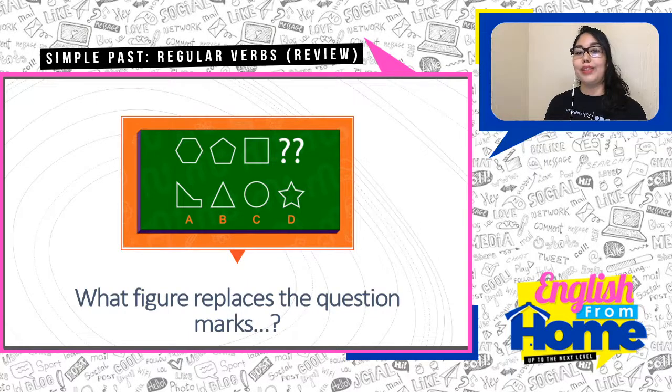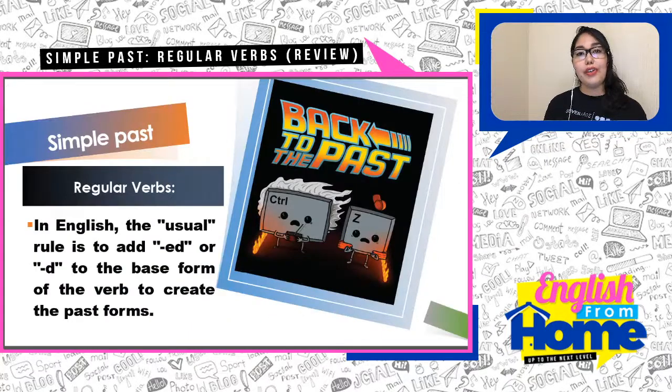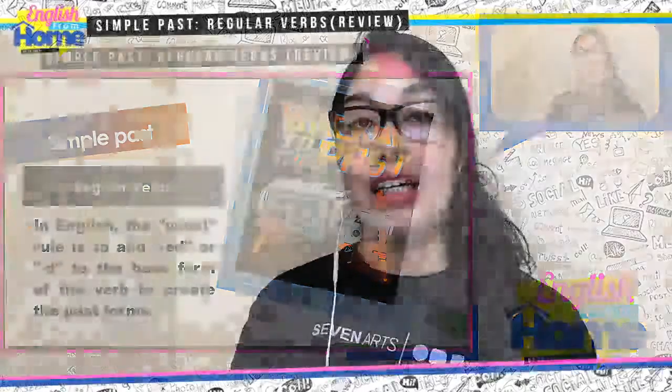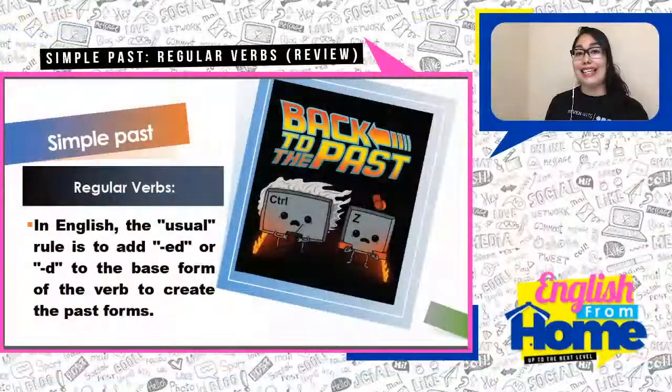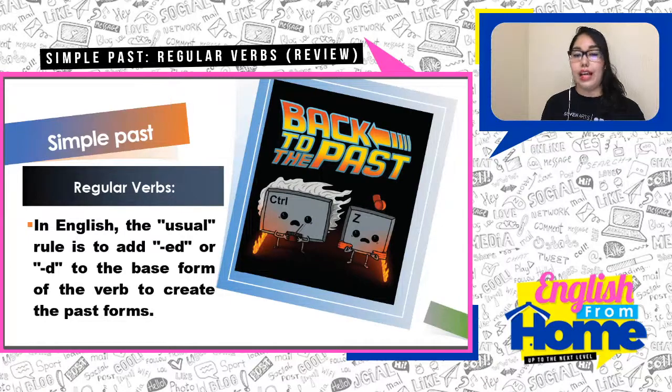Okay, so we're going to start with today's review. As I was telling you before, we are reviewing the past tense, okay, the regular verbs specifically. We already know that in English, the usual rule to put the verbs in the past is to add ed or d at the end of the word, okay, to the base form of the verb. That's what we already learned. We can add D or ED. However, the pronunciation is completely different because we have rules. So let's review the rules.